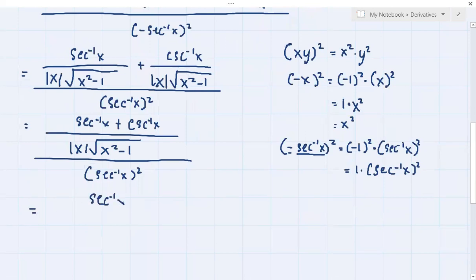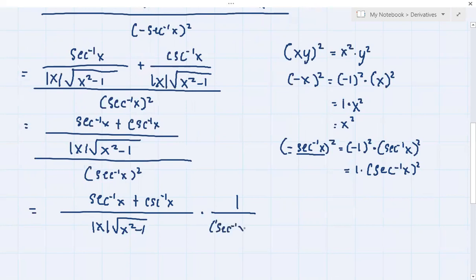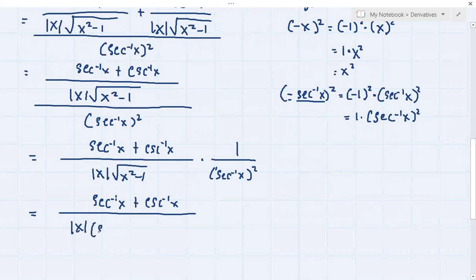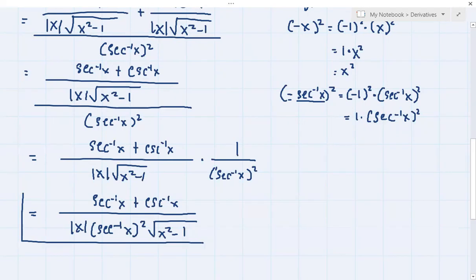And now let's reciprocate. So kung i-reciprocate natin to, we will have arc secant x plus arc cosecant x all over the absolute value of x times the square root of x squared minus 1, times 1 all over the square of arc secant x. So we will have two fractions, then we can multiply them together. We will have arc secant x plus arc cosecant x all over the absolute value of x times the square of arc secant, times the square root of x squared minus 1. Yan yung mga final sagot natin.